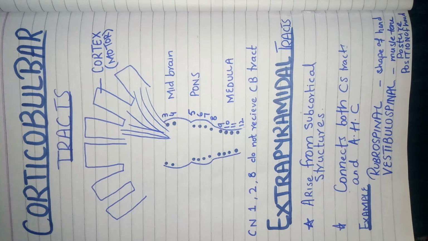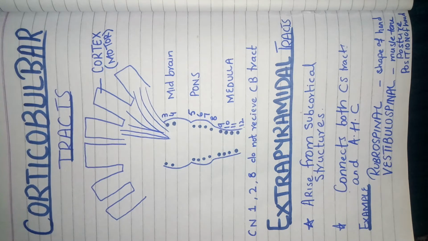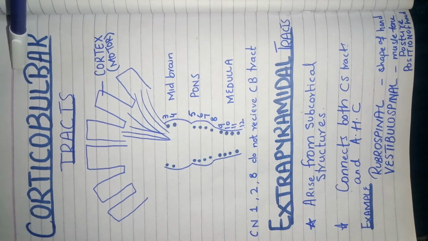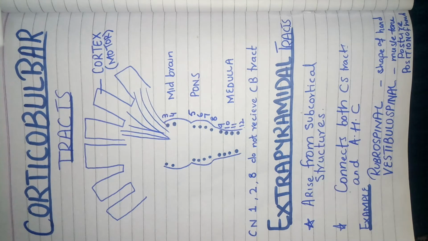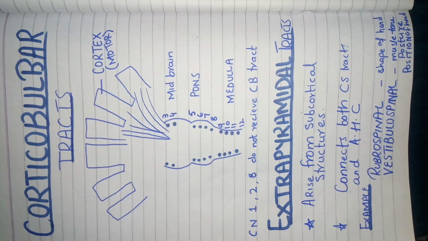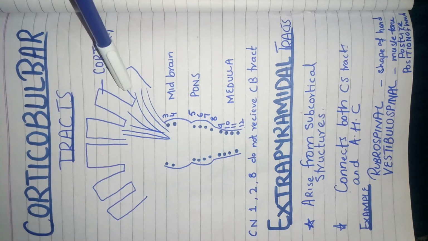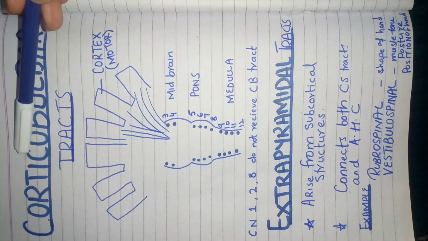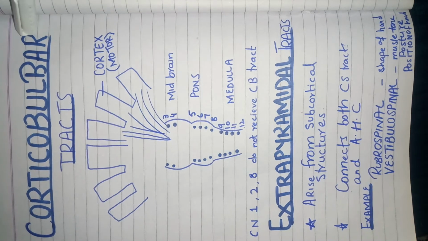Okay, so again, starting from the name, cortico means cortex and bulbar means a bulb-like structure. So you need to understand which one is a bulb-like structure in the brain, and that is the brain stem. So these tracts start in the cortex, which is the most superior, most superficial layer of the brain, and they end in the bulb-like structure, that is the brain stem.